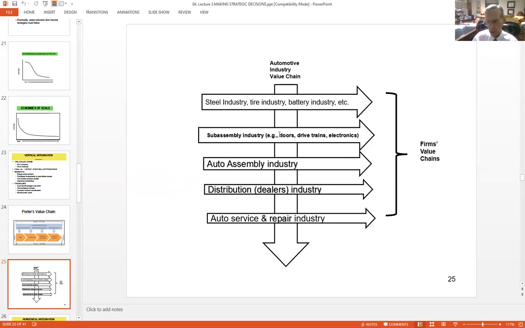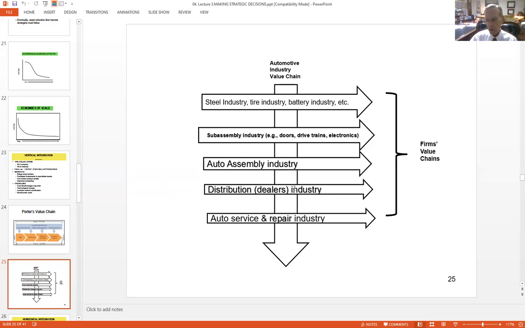Anyway, the auto industry has lots of subassembly suppliers, and then eventually those subassemblies get to the auto producers, and they put all these subassemblies and components together into a finished car. But the industry's not done yet, is it?